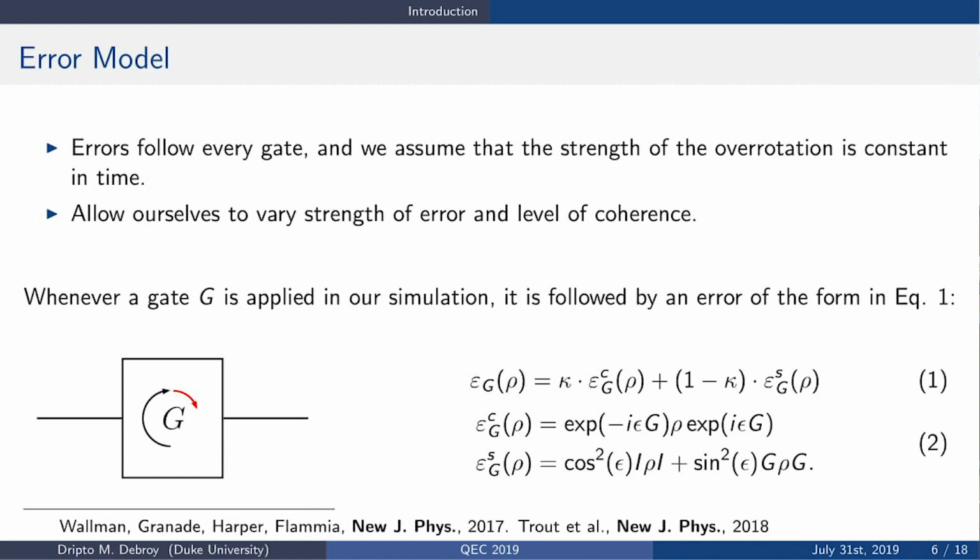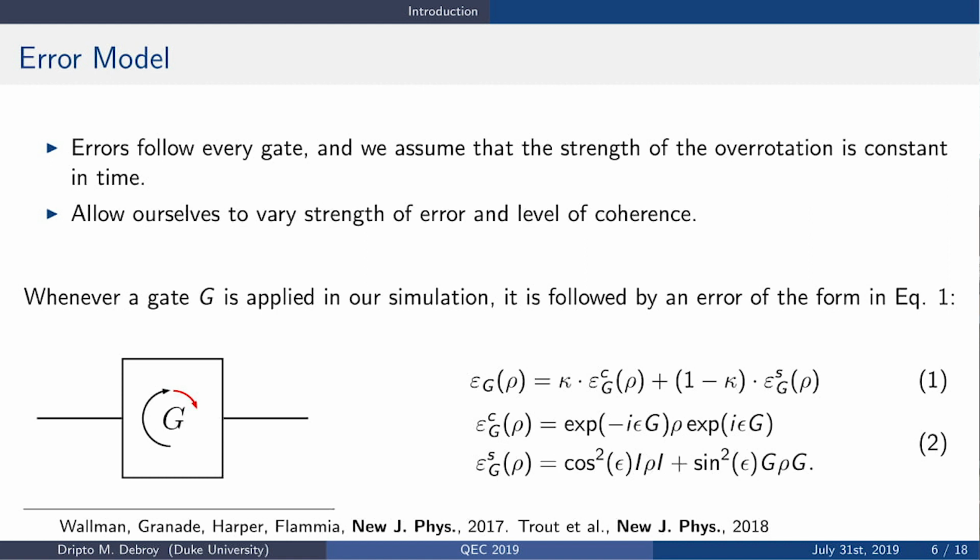At kappa equals 0, you're in a stochastic channel, so that's this epsilon s. That's essentially a twirled approximation of what an over-rotation error would be. And at kappa equals 1, you're in the purely coherent channel, which is right here, and that is a small rotation about the G-axis. So G could be an X gate, it could be a Mølmer-Sørensen gate, etc.